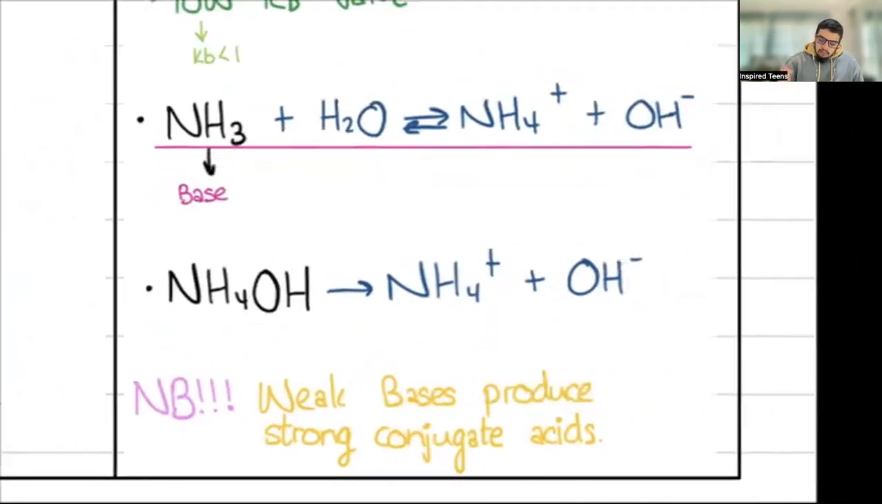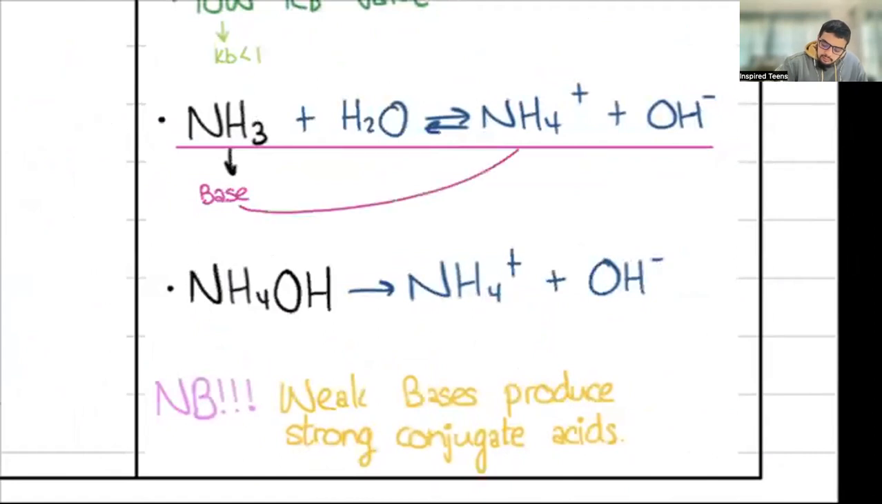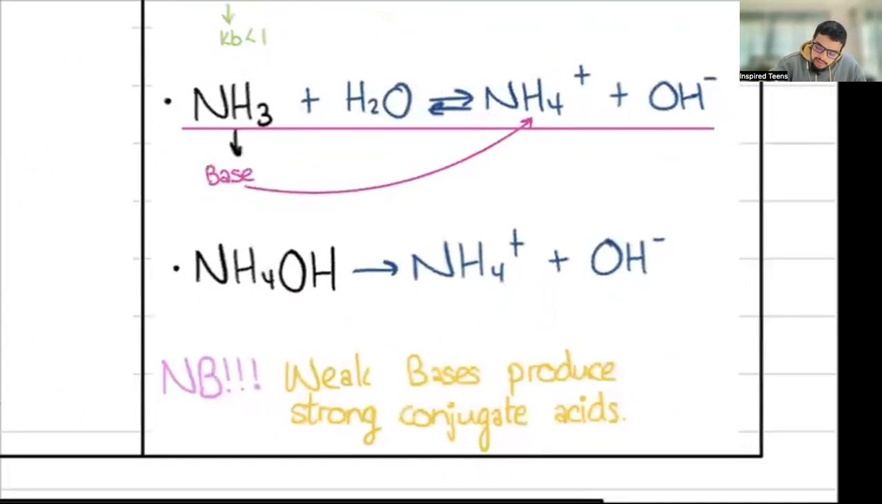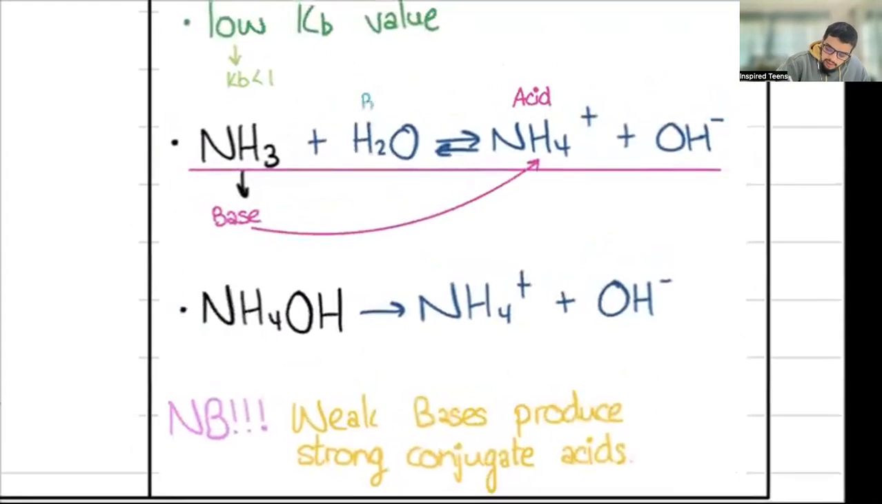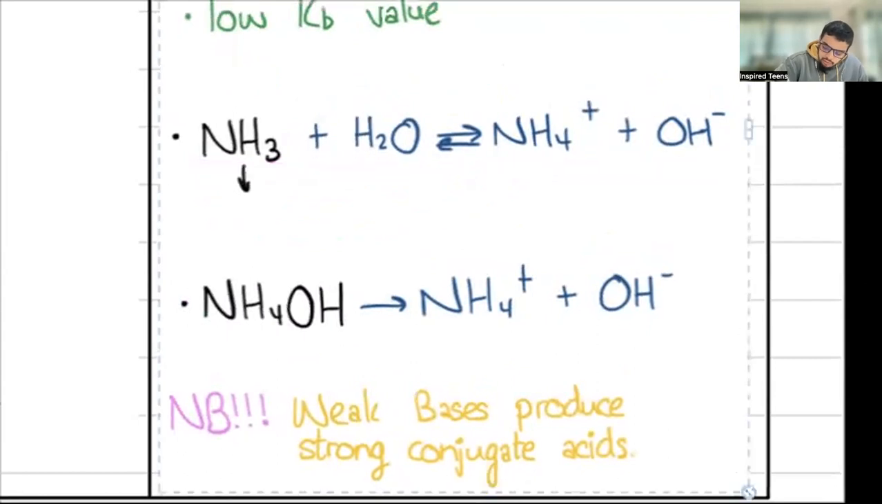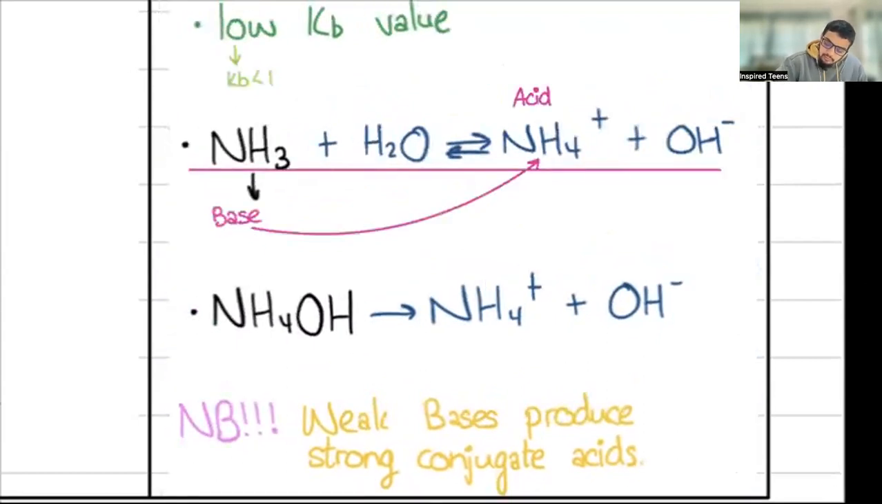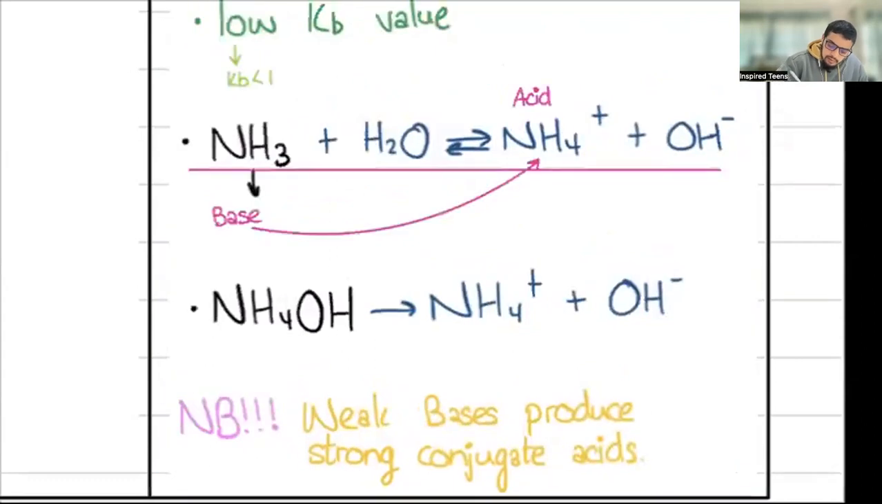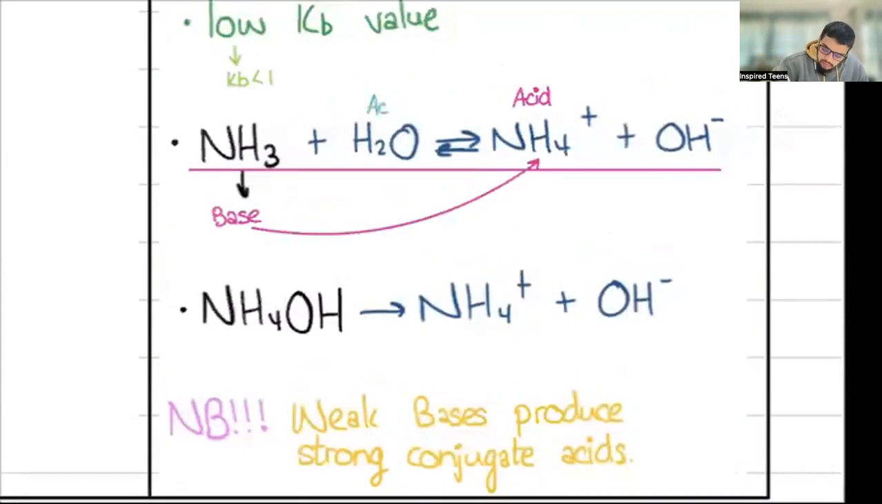NH3 becomes NH4 plus on the right-hand side, so clearly it received a hydrogen, which is why it's acting as a base. Its conjugate would be an acid. In order for NH3 to act as a base, this H2O has to act as an acid. So H2O is acting as an acid, and its conjugate pair is on the other side, which would be acting as a base.